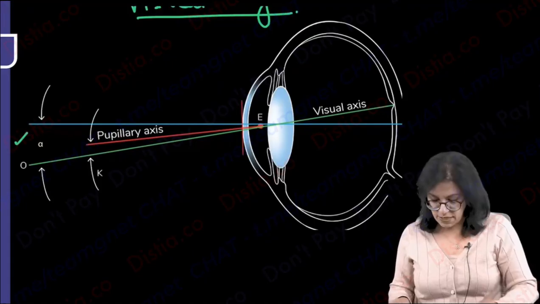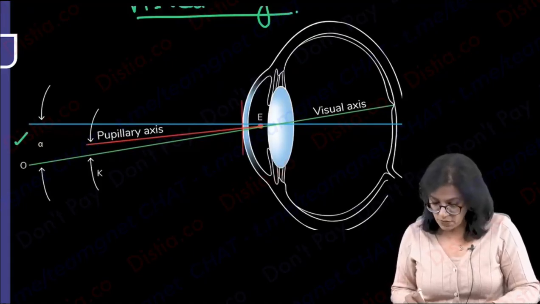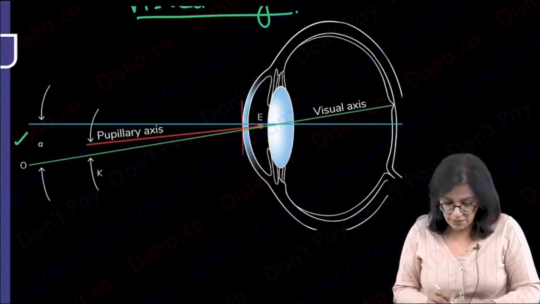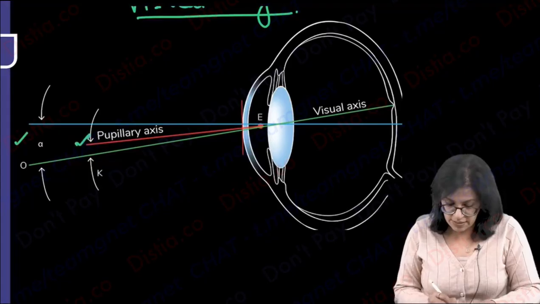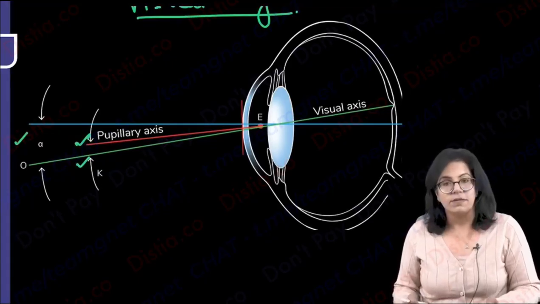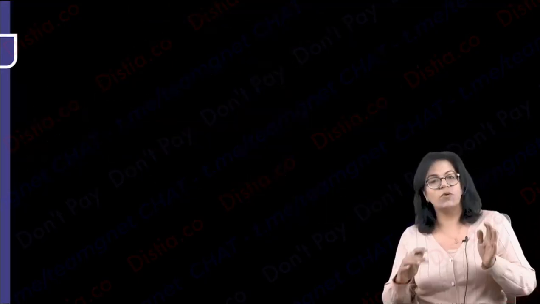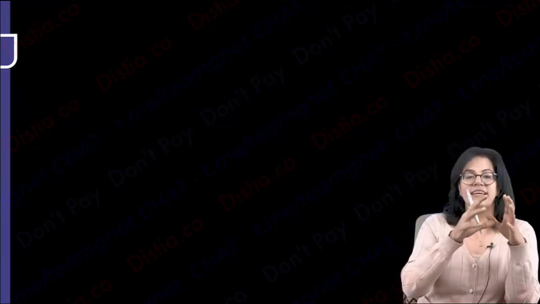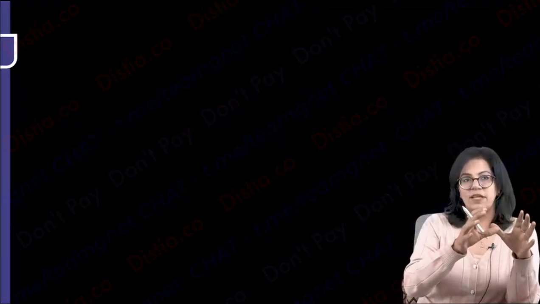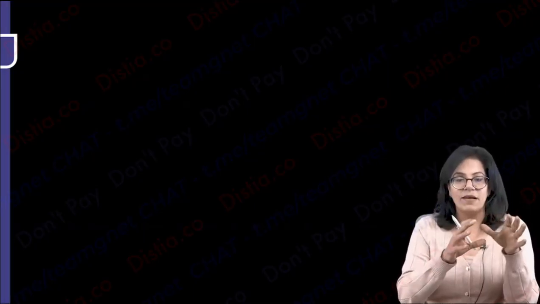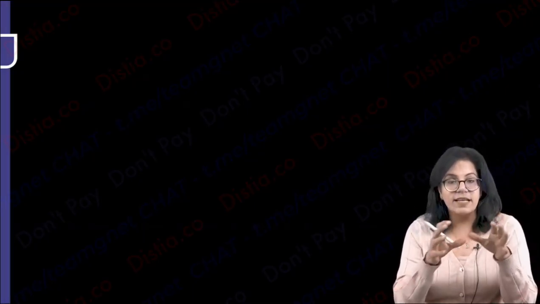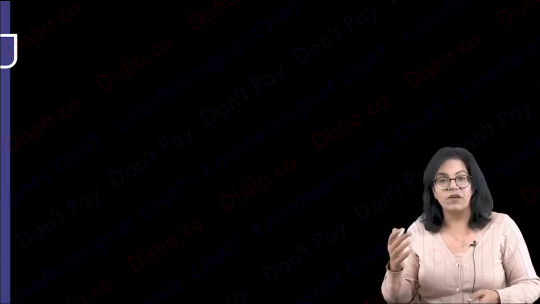Got it? If you look here, this pupillary axis, the red one, is almost overlapping the blue one. So it's almost the same, a slight difference. And now the angle between this red and the green. Green is the visual axis and red is the pupillary axis, becomes the angle kappa. Okay, so that becomes angle kappa. So once you know theoretically, I'll define alpha as between optic axis and visual axis. Kappa is between pupillary line and visual axis. Okay, this is one way you will answer the question.